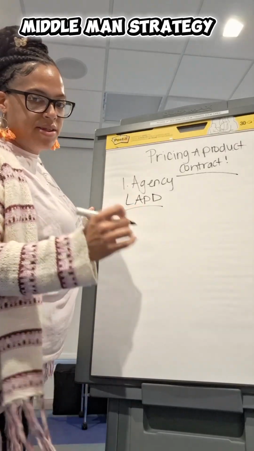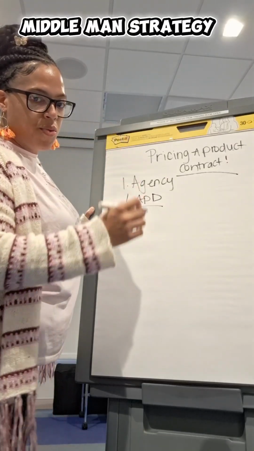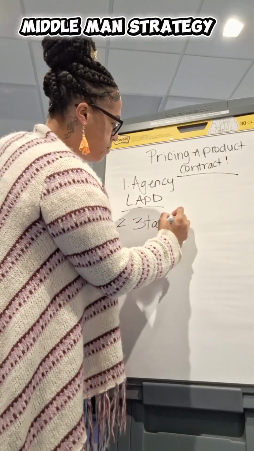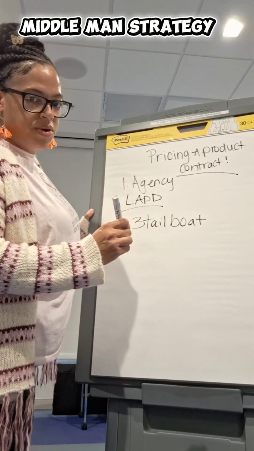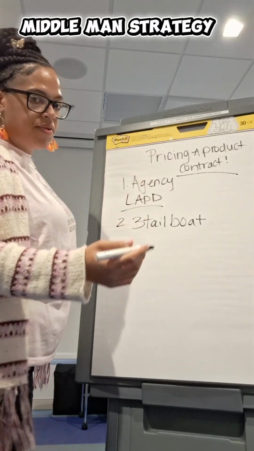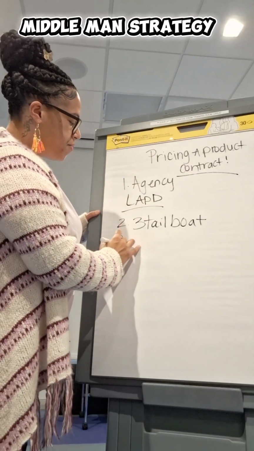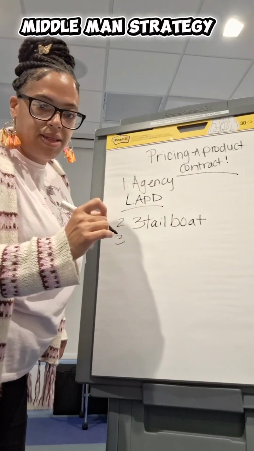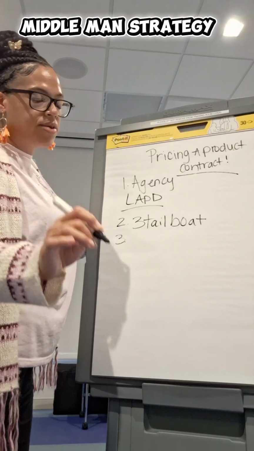Number two, they're asking us if we can purchase a 3-tail boat. They need this boat in order to operate on the waterways within the area. All right, this is just an example. What you're going to do is go out, even if you are not a boat company. If you're a boat company, you are the prime contractor.